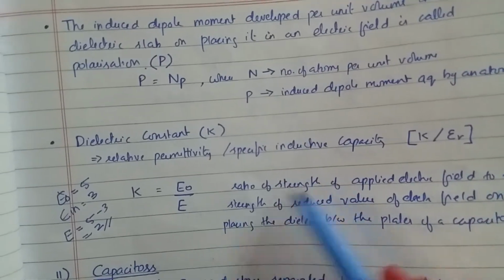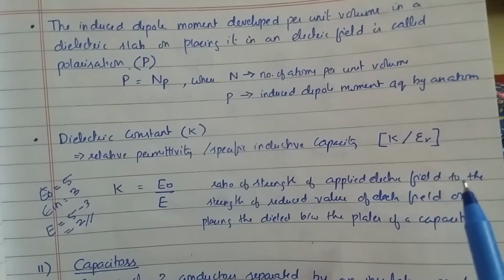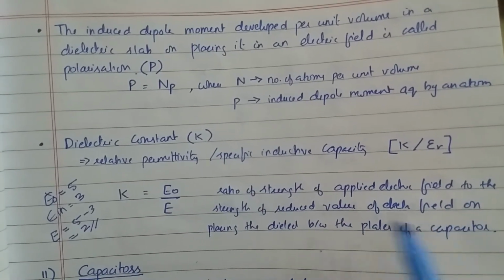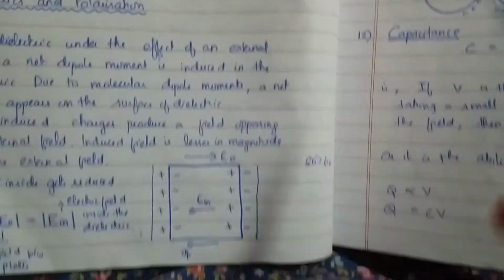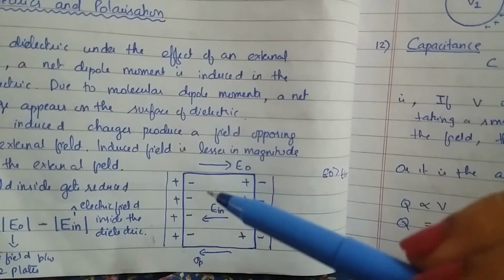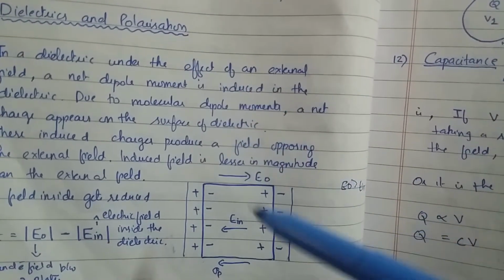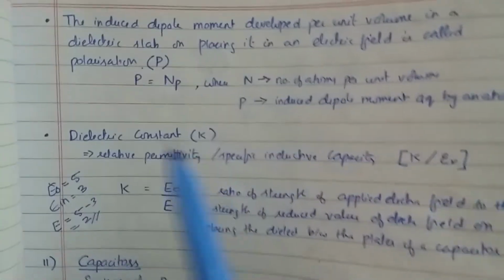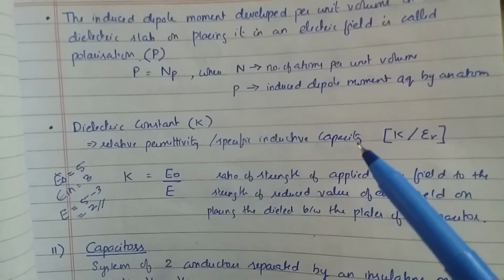So the dielectric constant is the ratio of the strength of the applied electric field to the strength of the reduced value of the electric field on placing the dielectric between the plates of a capacitor. That's how we got the induced electric field inside and the dipole moments. So that is what the dielectric constant is. Just learn all this. If you understand, then it's easy.